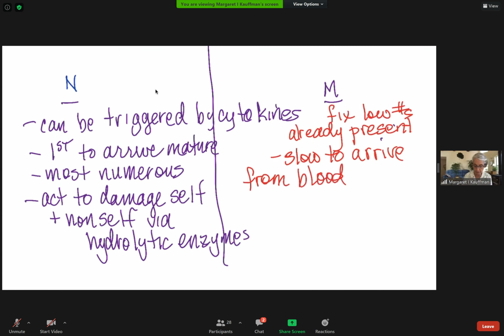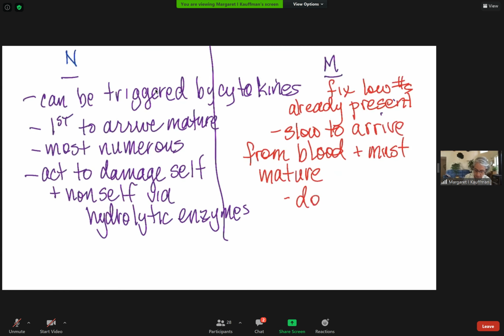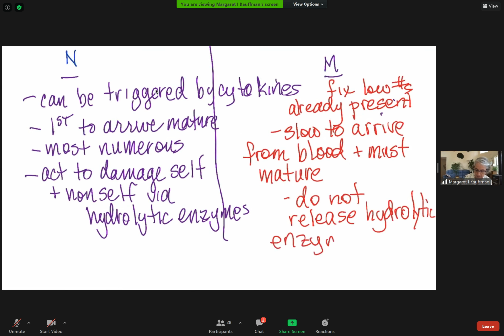Partly because they're so low in numbers, but also because they must mature, which you don't have to do if you are a neutrophil. Now, when they release things from their granules, just like she said, there are some things that they both release that are quite similar, and we'll go back to that, but they do not release hydrolytic enzymes. So that means that they don't tend to damage your own body cells, whereas neutrophils do.